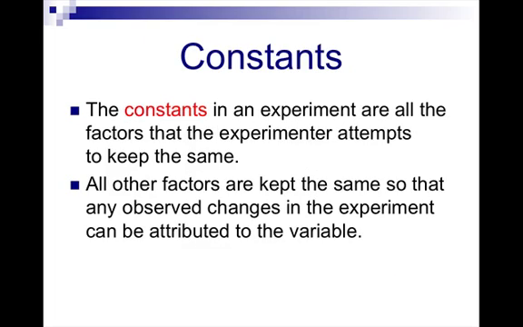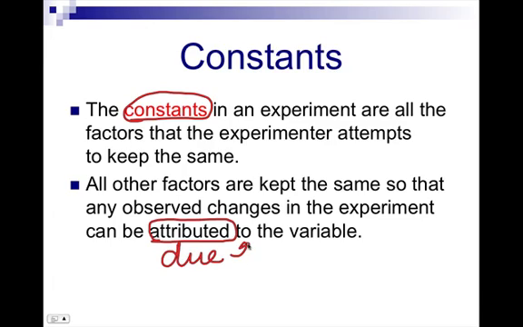Constants. The constants in the experiment, and here's another key word, are all the factors that the experimenter attempts to keep the same. So constant, basically it's the same as you would think of it, staying the same. All other factors are kept the same so that any observed changes in the experiment can be attributed. Now this word is a big word. Attributed means due to the variable. Okay.